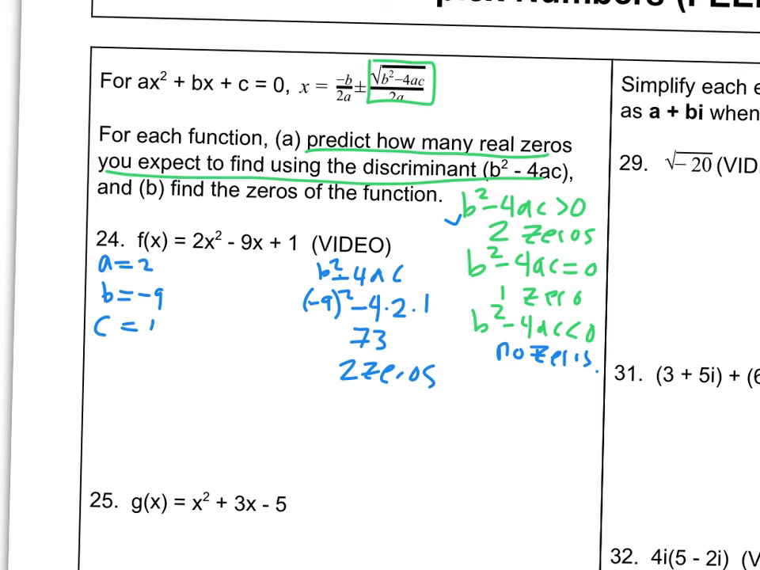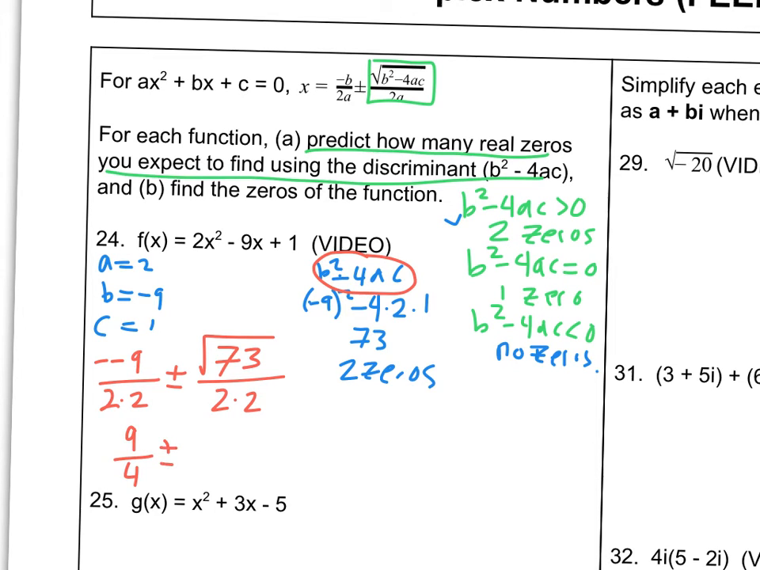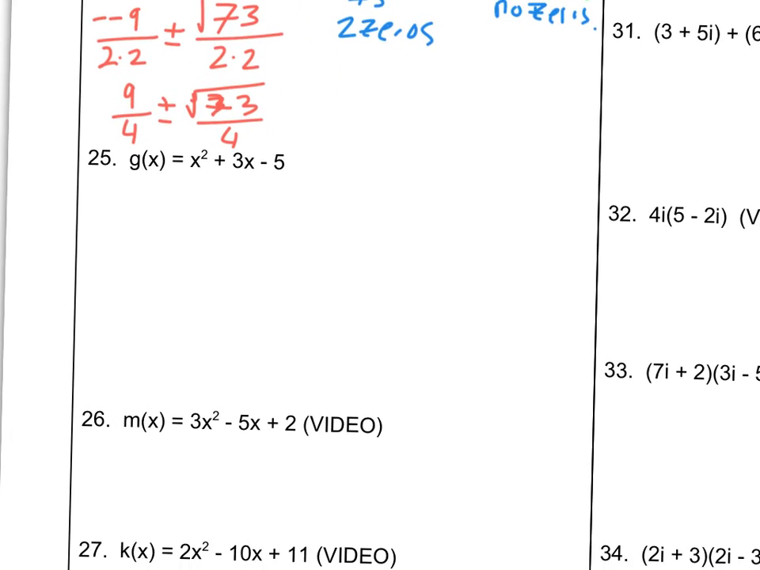Now plugging this in. Negative 9 over 2 times 2, plus or minus the square root. And hey, we did b squared minus 4ac already, so I can just type in 73 there. By typing, I mean write. And on the bottom, we got 2 times 2. Your final answer would be positive 9 over 4, plus or minus the square root of 73 over 4, or something that's equivalent to that. There's nothing to reduce there.